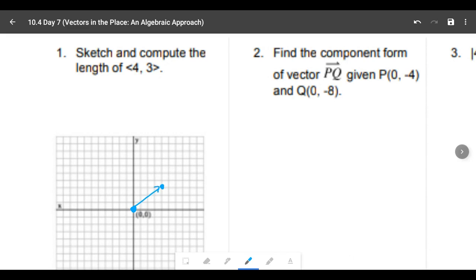Remember, in order to compute the length, that is the same as computing the magnitude. And yesterday, we learned that that's simply taking the square root of my x length, or my horizontal length, adding my vertical length, and then taking the square root of that. So that should be 4 squared plus 3 squared, all under the radical. And so this should end up being a length of 5.